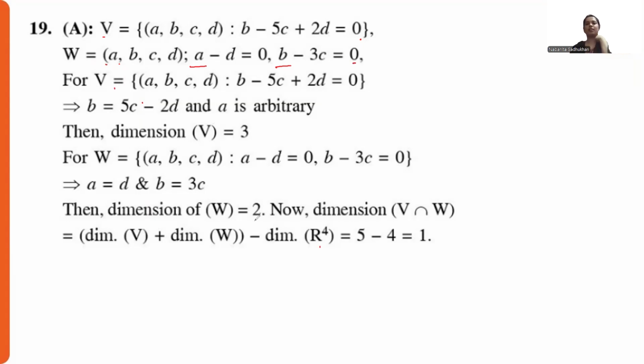So dimension of W is 2. Now, if we want to find the dimension of V intersection W, it is going to be dimension of V plus dimension of W minus dimension of R to the power 4, that is going to give you 1, right? So we can say that the dimension of the intersection is going to be 1. Now, if we move to the next problem, let's see.